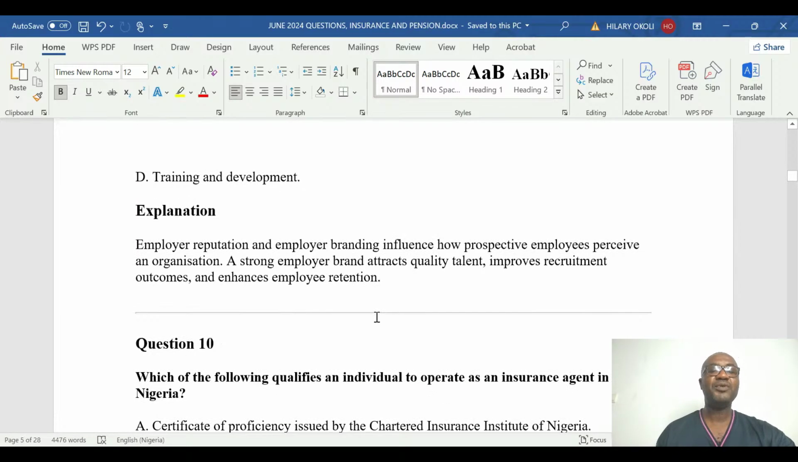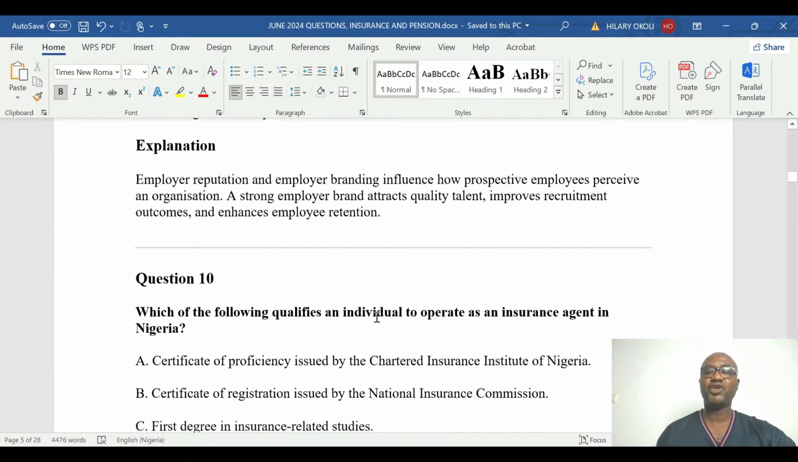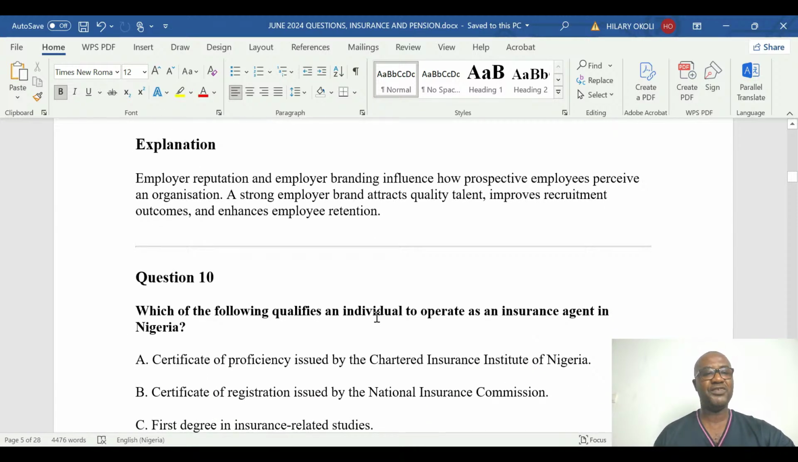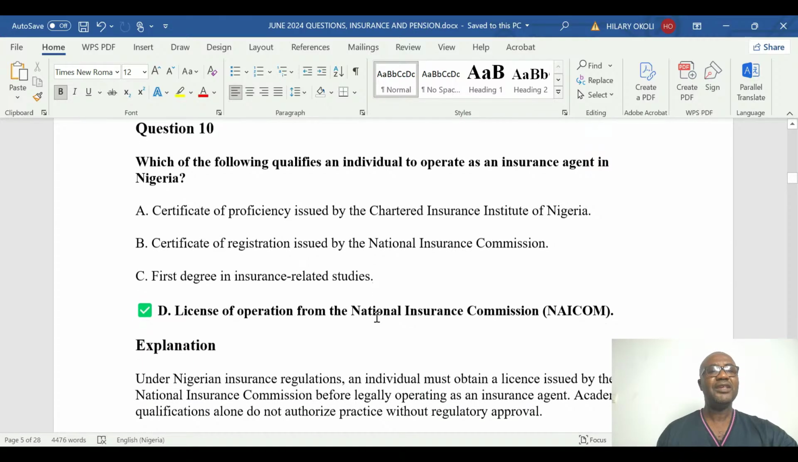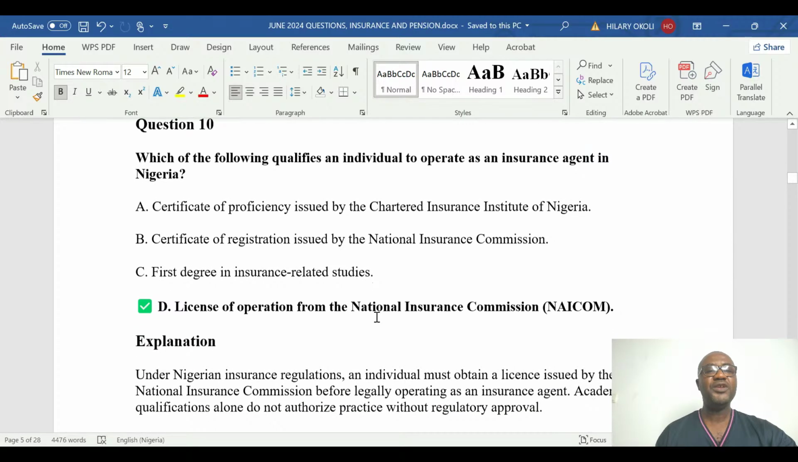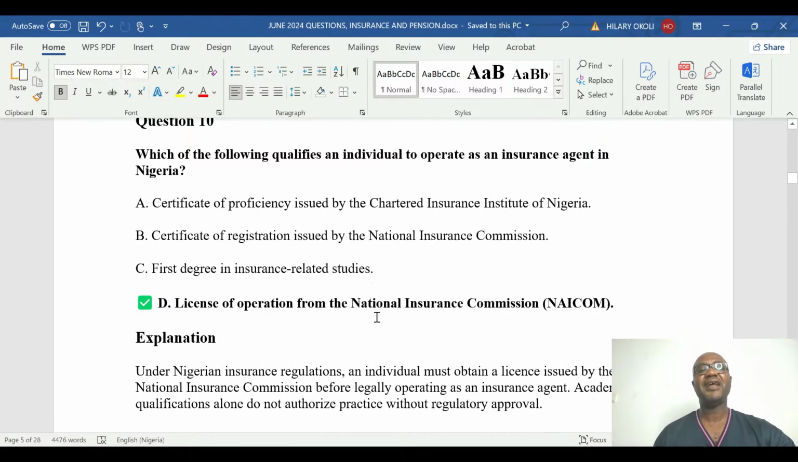So employer reputation and employer branding will influence how prospective employees perceive the organization. A strong employer brand thus attracts quality talent, improves recruitment outcomes, and also enhances employee retention. So let's look at the next question. Which of the following qualifies an individual to operate as an insurance agent in Nigeria?